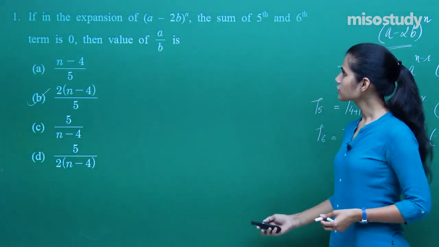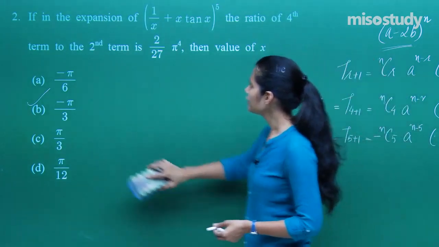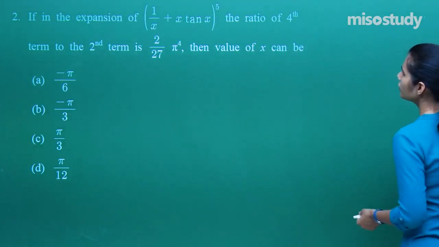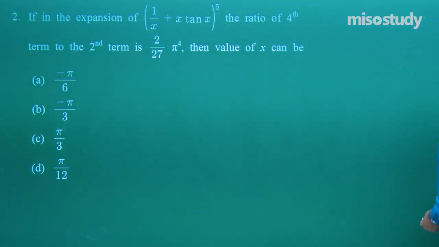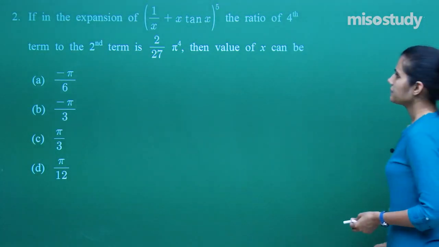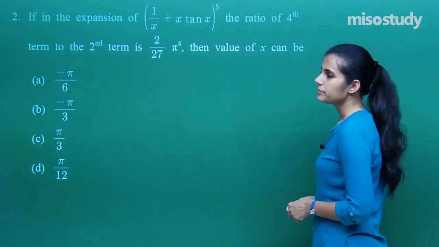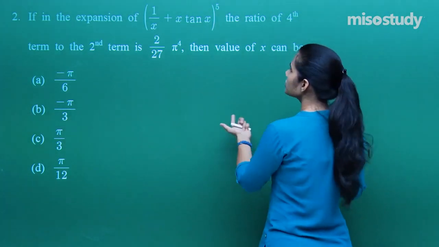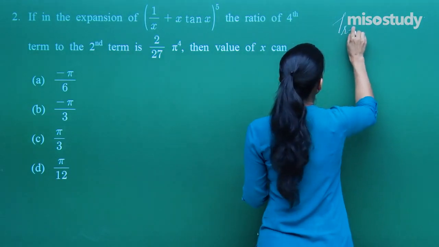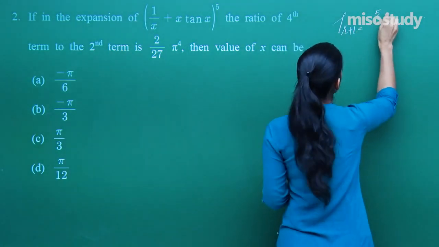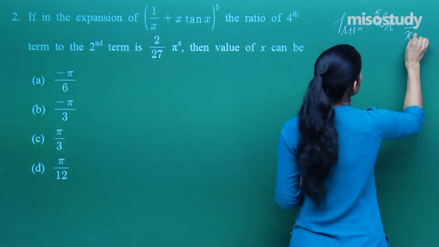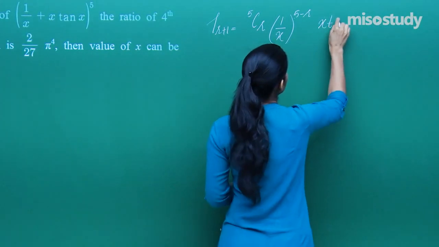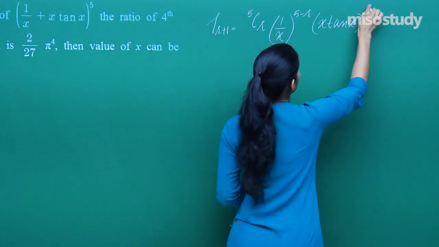Now the moment we move to the next question, let's see what it says. It says in the expansion of (1 by x plus x tan x) whole to the power 5, the ratio of 4th term to the 2nd term is 2 by 27 times pi to the power 4, then the value of x can be what all among these four options? So here when I'm talking about 4th term to the 2nd term, again (r plus 1)th term will be what? 5Cr (1 by x) to the power 5 minus r and (x tan x) to the power r.